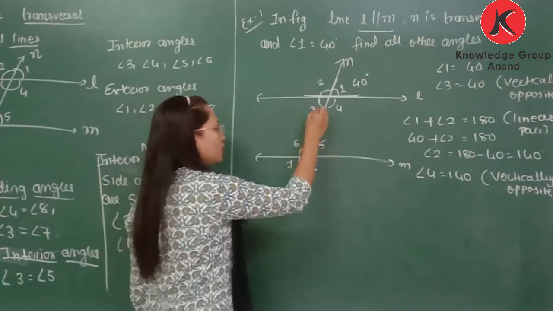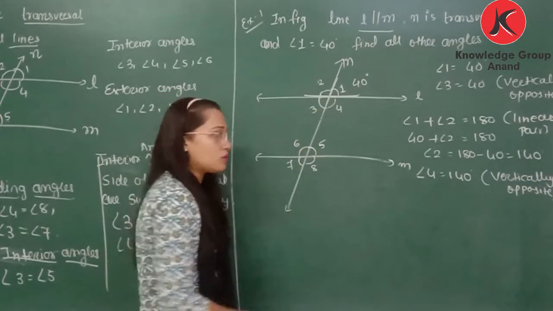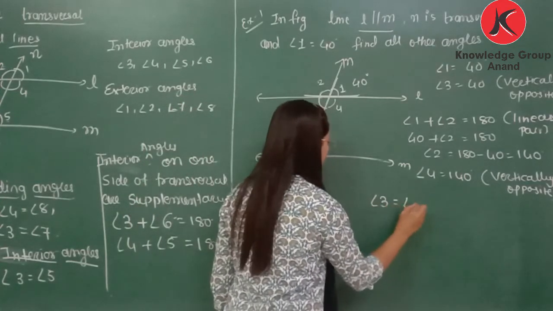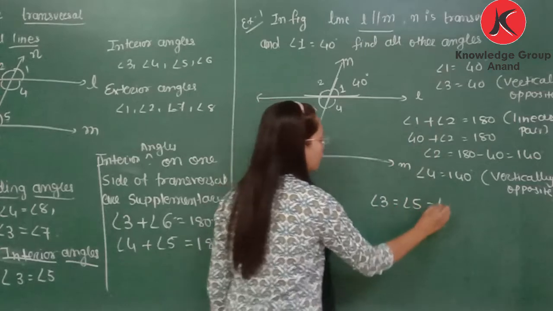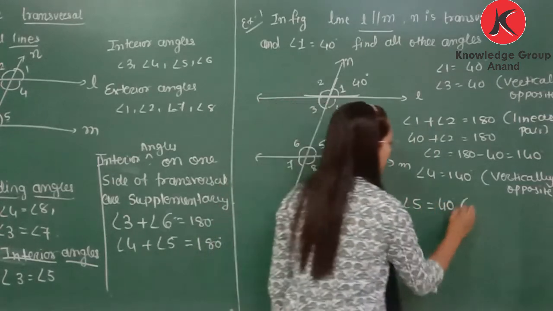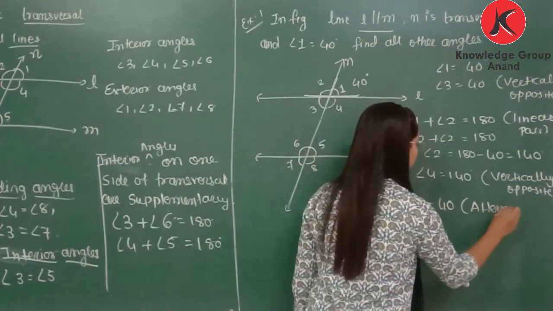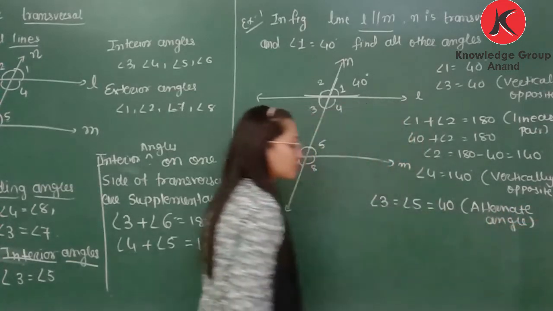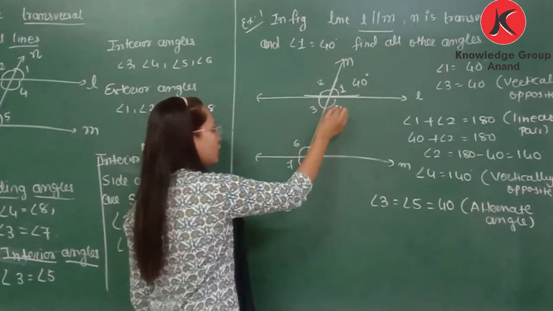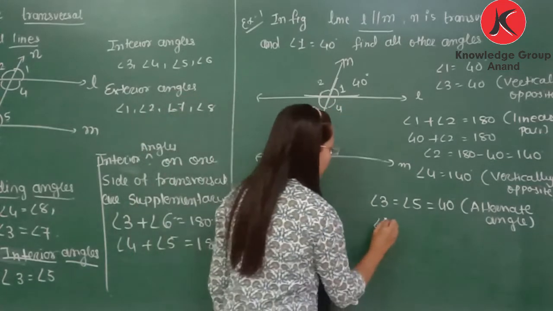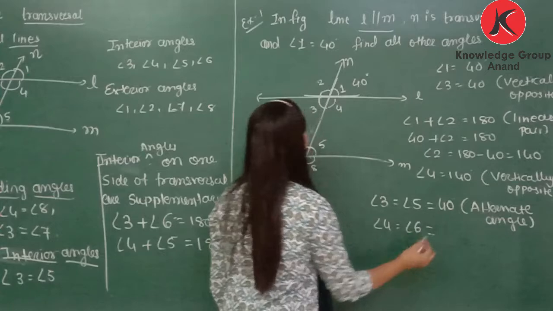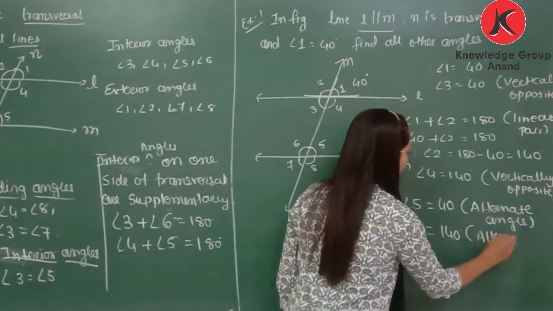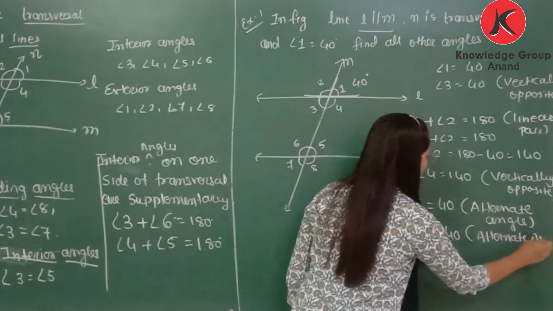Now angle 3 and angle 5 are also equal because they are alternate angles. So again angle 3 is equal to angle 5 is equal to 40. Reason: alternate angles. Same, angle 4 and angle 6 are equal. So angle 4 is equal to angle 6, that is equal to 140. Reason: alternate angles.